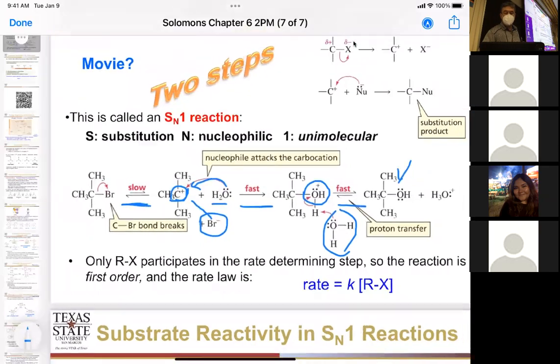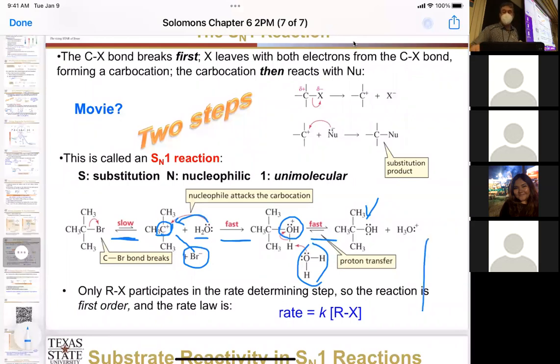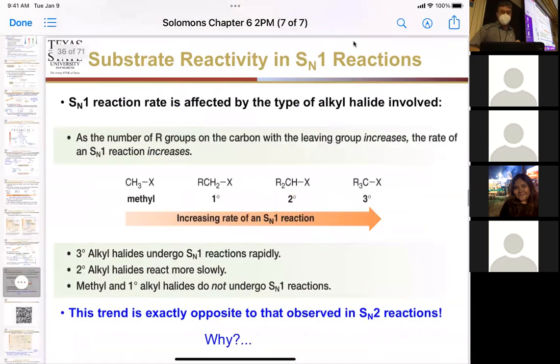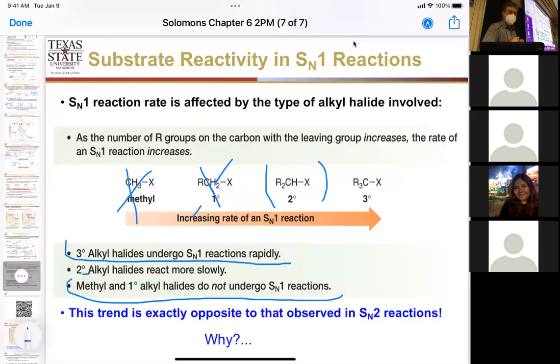Okay, so let's talk about reactivity based on substrate. We saw that in SN2s, methyls and primaries reacted fast, secondaries reacted slower, and tertiaries didn't react at all. But in SN1 reactions, it's opposite. It turns out that tertiaries react the fastest, secondaries do react, and primaries and methyls hardly ever react at all. So now we have a reaction mechanism that's substrate dependent, except for our secondaries. Our tertiary alkyl halides undergo these very rapidly. Methyl and primary do not undergo these, okay?